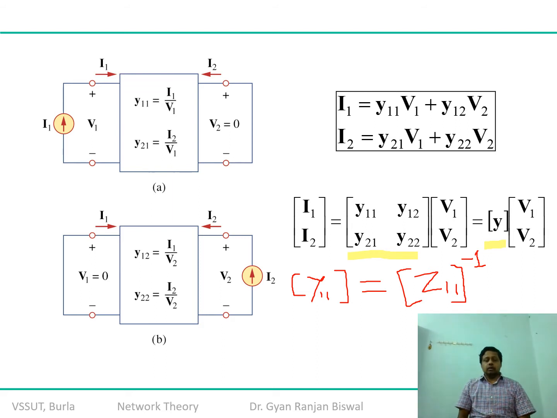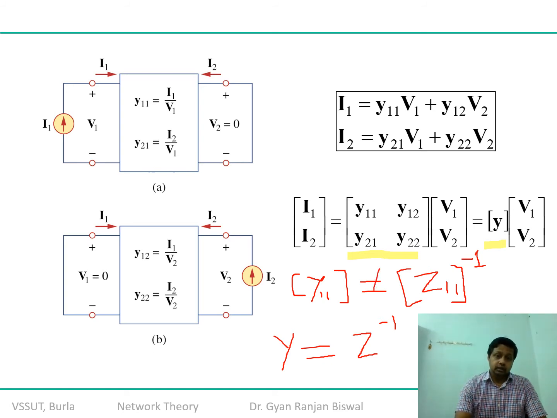Okay, so the question comes up: is y11 the inverse of z11 or not, or similarly is y12 the inverse of z12, y21 the inverse of z21, y22 the inverse of z22? We know that the admittance of a given network is the inverse of the impedance. It suits the mathematical logic.